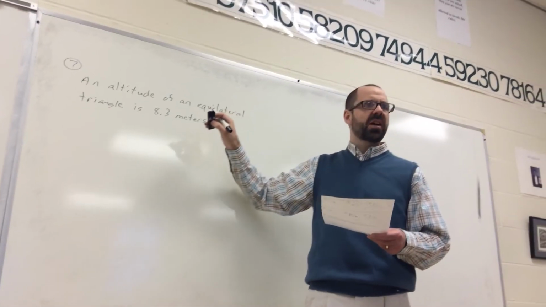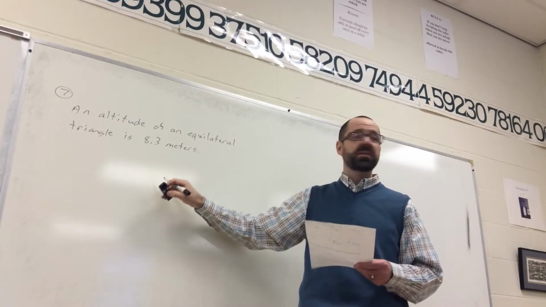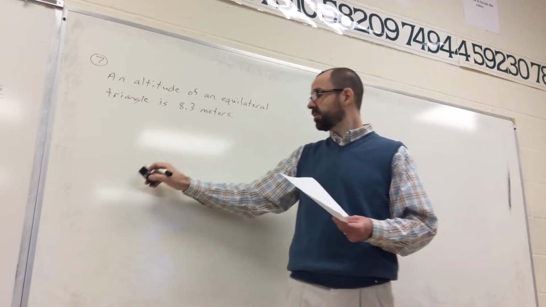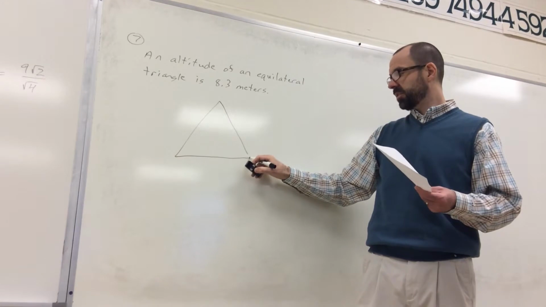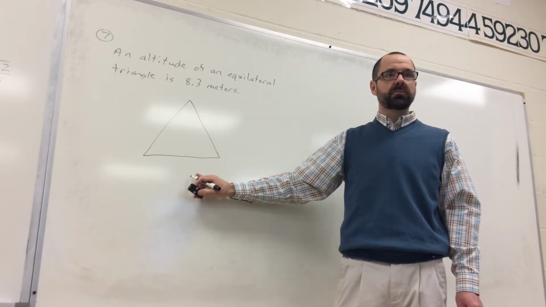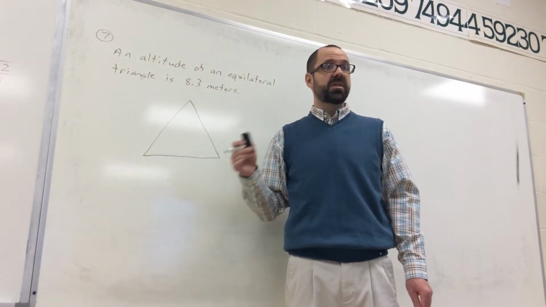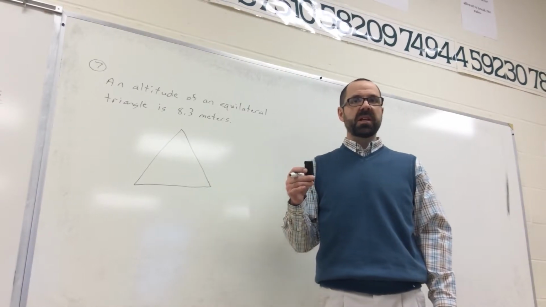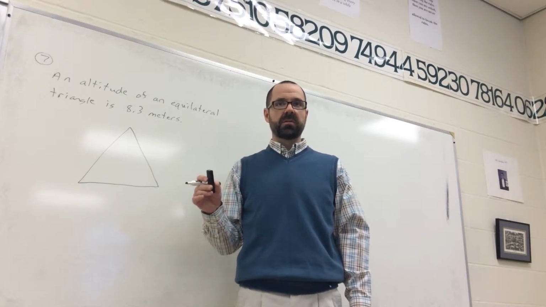So what's an equilateral triangle? Yeah, Charlie? 3 equal sides. Has 3 equal sides, right? Equilateral means equal sides. So let's draw that triangle. Here's a triangle that's equilateral, has 3 equal sides. Since it has 3 equal sides, it's also going to have 3 equal angles. So that means all the angles are 60, because 60 plus 60 plus 60 is 180.